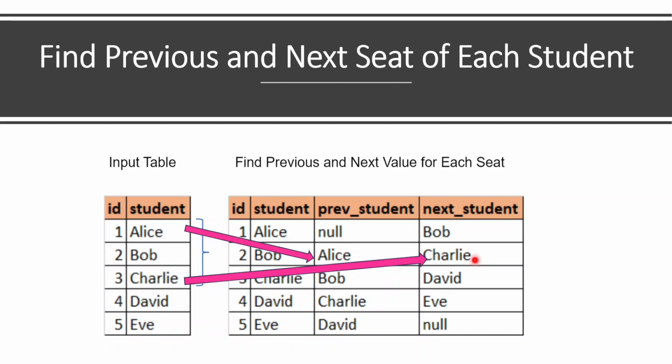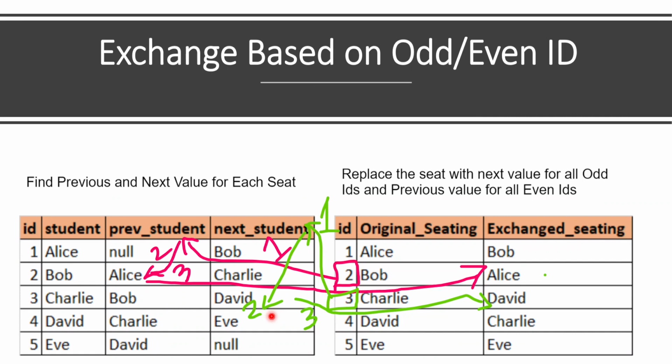Then that is Charlie. So in this way, we are going to produce next and previous student for all the records. That is the first step. Now, in the next approach, this is the table that we have produced in our previous output.